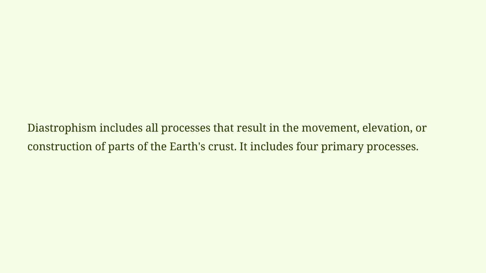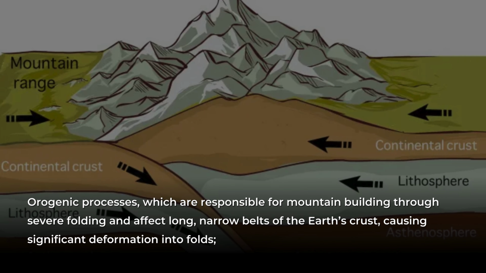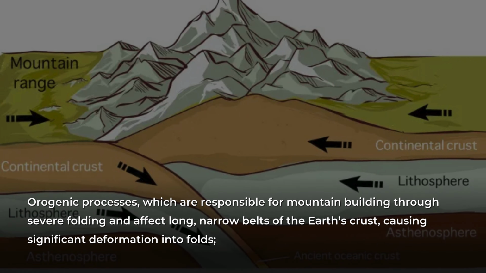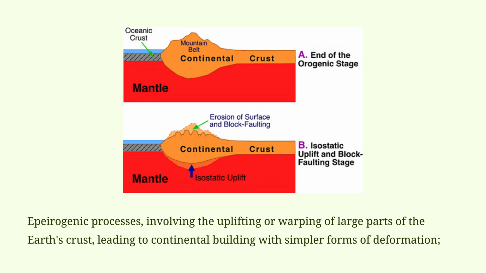Now, let's learn about diastrophism. Diastrophism encompasses all the processes that result in the movement, elevation, or construction of parts of the Earth's crust. It includes four primary processes. First, orogenic processes, which are responsible for mountain building through severe folding. These processes affect long, narrow belts of the Earth's crust, causing significant deformation into folds. Next, we have erosionogenic processes, which involve the uplifting or warping of large parts of the Earth's crust. This leads to continental building, with simpler forms of deformation.